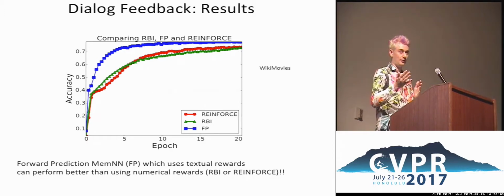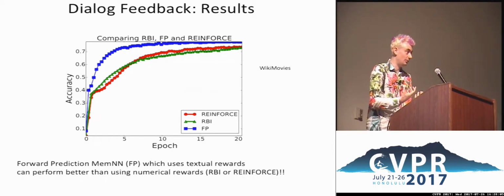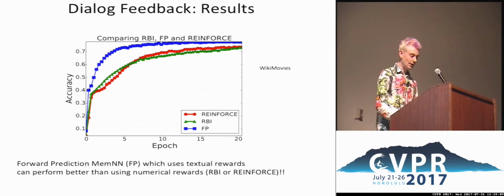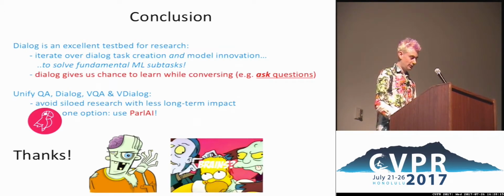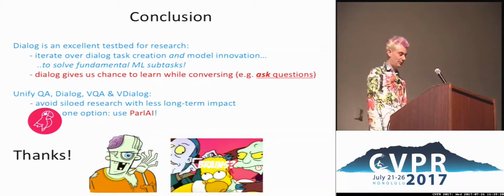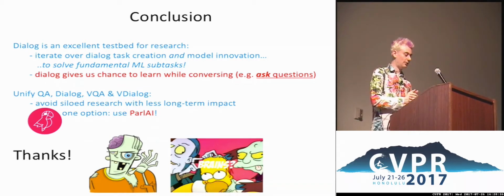It's just text, text, text. But actually there is a rich supervisory signal in there if you can extract it. And it's much more rich than the reward, as I was explaining, potentially. So basically, Dialog's an excellent testbed for research. I think we should be iterating over model innovation and Dialog task creation to solve these fundamental ML subtasks.